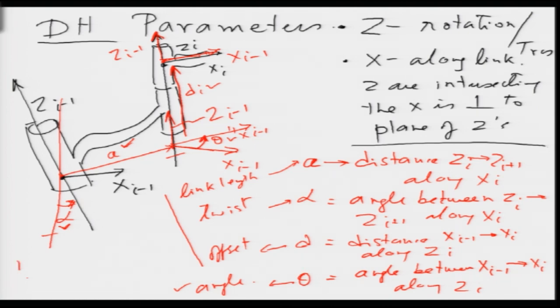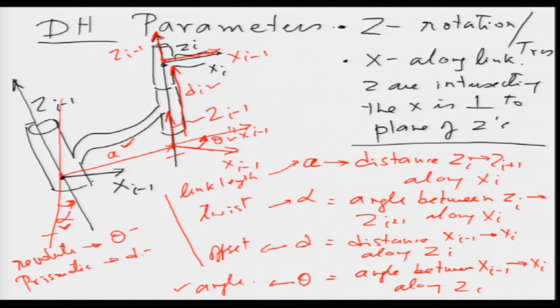So let us write it down. For a revolute system, the joint variable is only theta. Now for a prismatic system or a translating system, the joint variable is d. So this is something to note, that depending on whether it's a prismatic joint or a revolute joint, the joint variable is going to be theta, or it is going to be d.